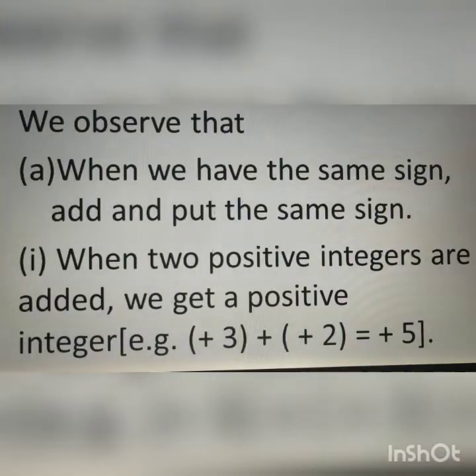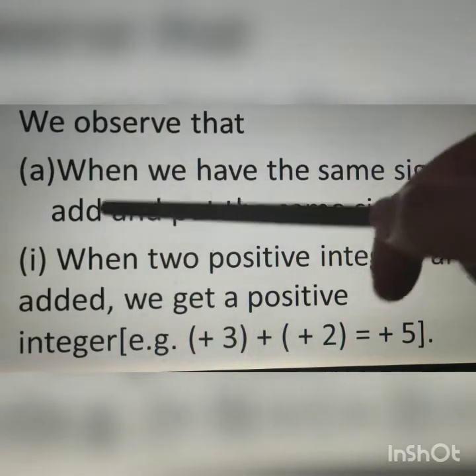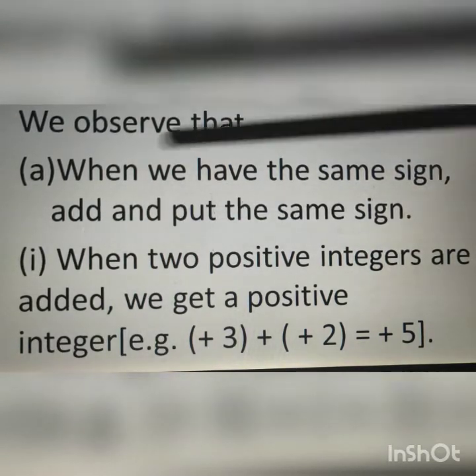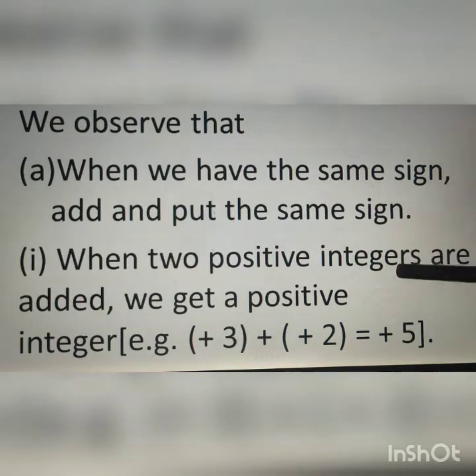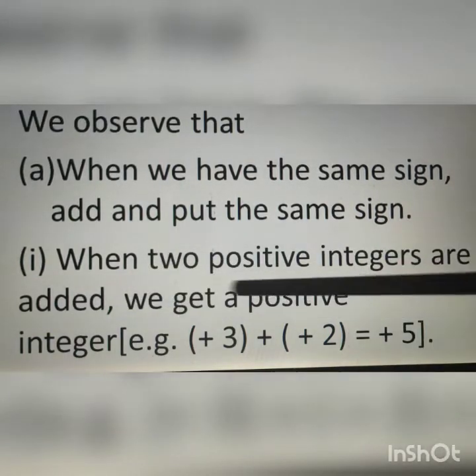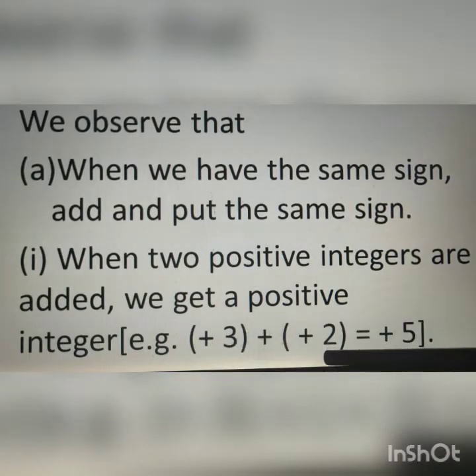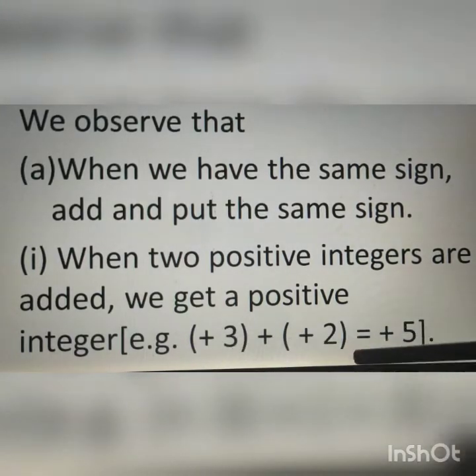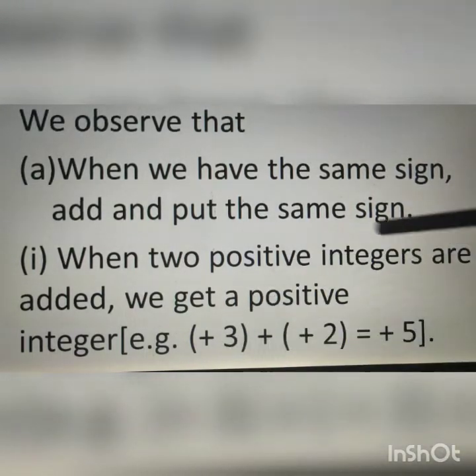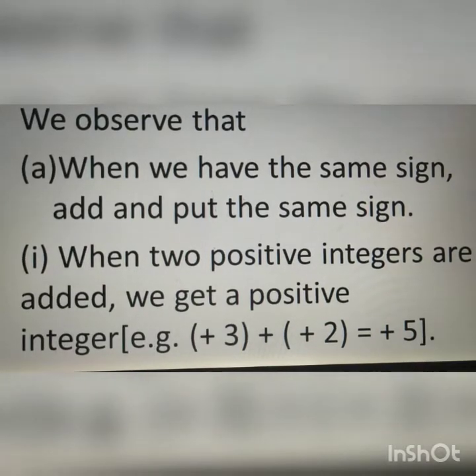From the examples, we observe that when we have the same sign, we add and put the same sign. When two positive integers are added, we get a positive integer. Example, plus 3 plus 2. Here 3 and 2 are positive integers. So we add and the answer will be positive. Therefore the answer is plus 5.